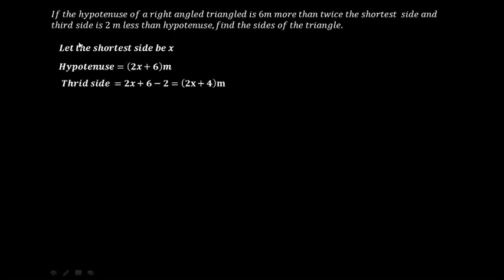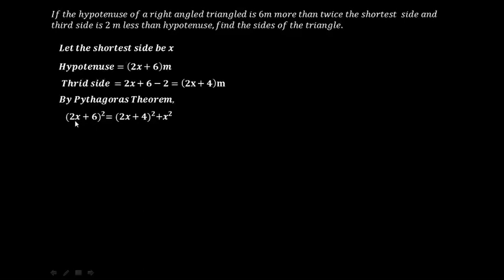The third side is 2 meter less than the hypotenuse. The value of the hypotenuse is 2x plus 6. Less means minus 2, so this is equal to 2x plus 4. Now by Pythagoras theorem, hypotenuse square is equal to perpendicular square plus base square. So here the value of the hypotenuse is 2x plus 6 and the other two sides are 2x plus 4 and x.